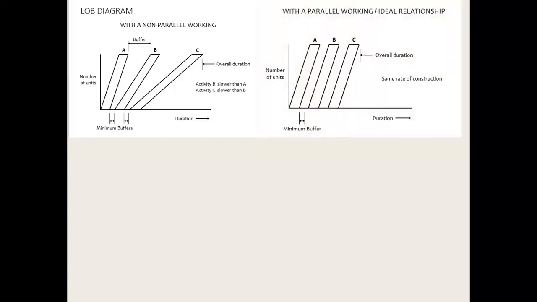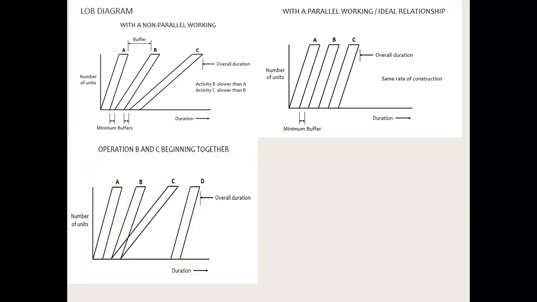Another diagram is an ideal diagram in which the rates are equal, and as is evident from the graph, all lines are parallel and have the same slope. Here, operations B and C begin together. This can also be shown in a level graph, but people don't admire this type of thing because normally it doesn't happen in a highway construction project.